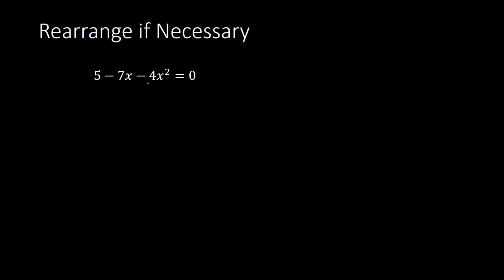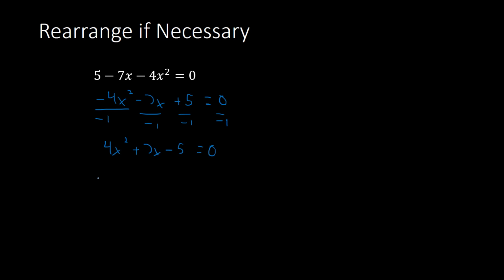So to do that, I'd like to rearrange this. I get negative 4x squared, and then negative 7x, and then plus 5 equals 0. But I want this to be positive 4x squared. So what I can do is just divide everything by negative 1. So now I have a positive 4x squared plus 7x minus 5 equals 0. So basically I just change the sign of everything.